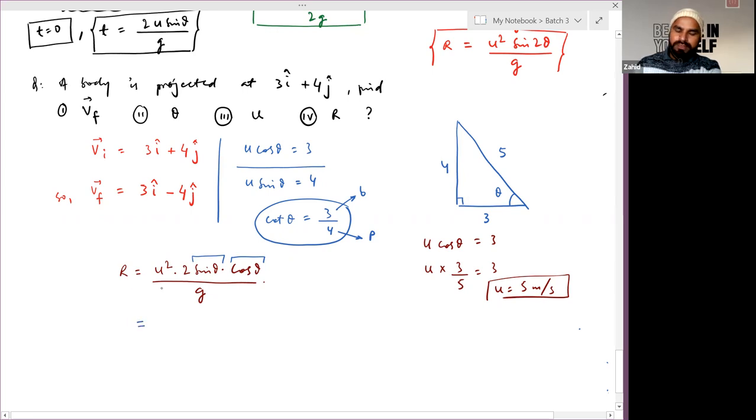For this range, u is 5, so it will be 5 into 5, 2 sine theta from this triangle will be 4 divided by 5, and cos theta will be 3 divided by 5, divided by 10. This 5 will cancel out with this part and this part. 2 into 4, 8 into 3, 24 divided by 10. So it will be 2.4 meters.